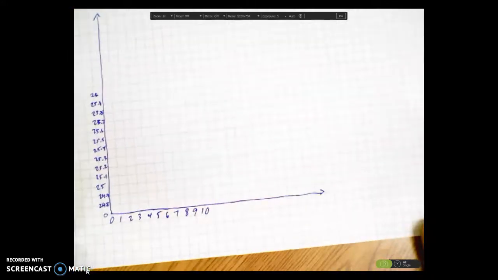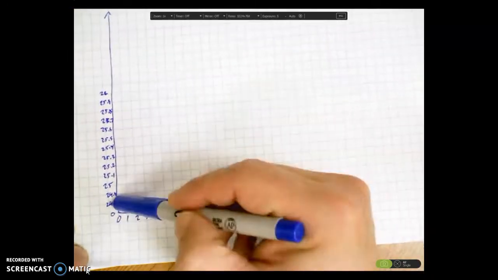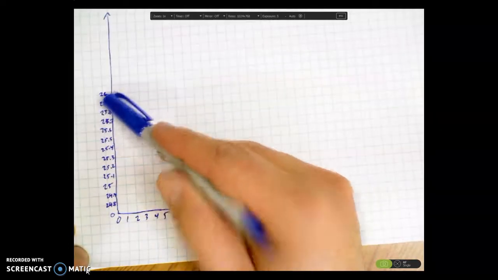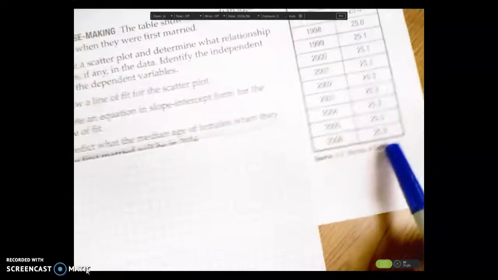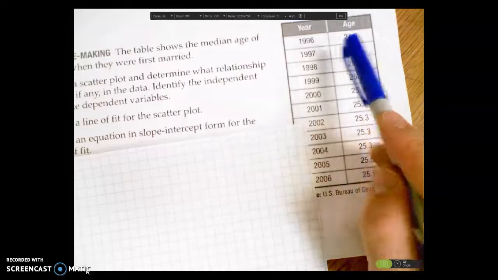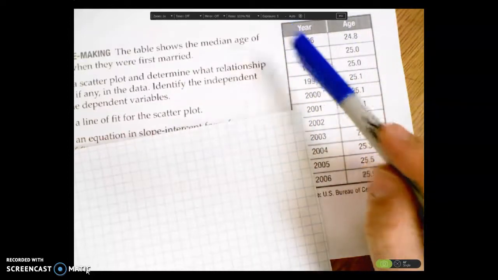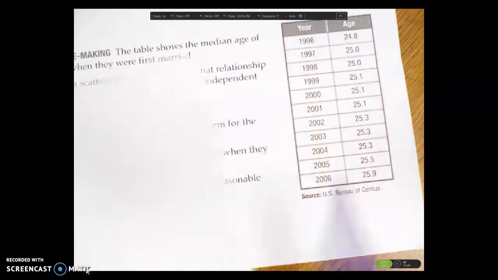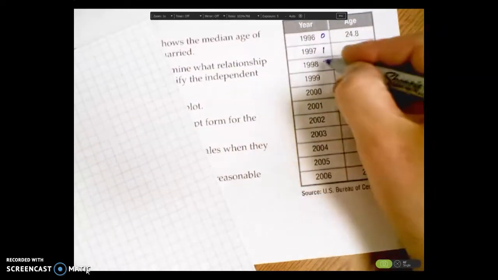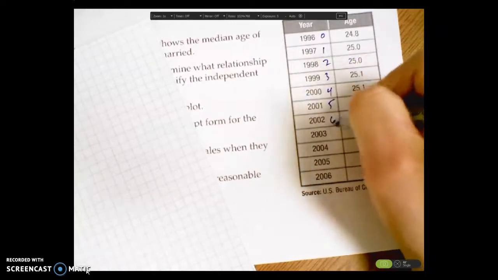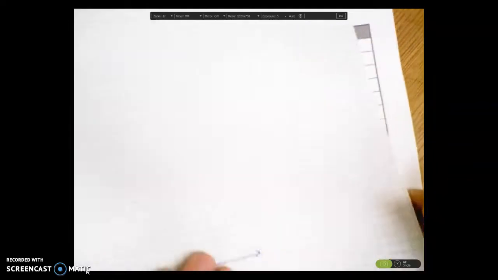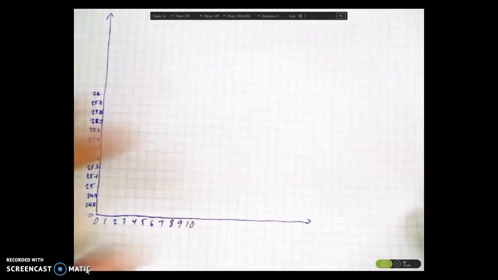All right, so I have my graph set up. I decided to count by 0.1 every time because it wasn't that many to get to 26, which is pretty close to our highest y value, so our range there, and 24.8. So there wasn't that big a spread of data. And then again, I used year 0 for 1996, and then the first year on my x-axis is 1, 2, 3, 4, 5, 6, 7, 8, 9, and 10. There we go. So I am now going to plot this data onto my graph.